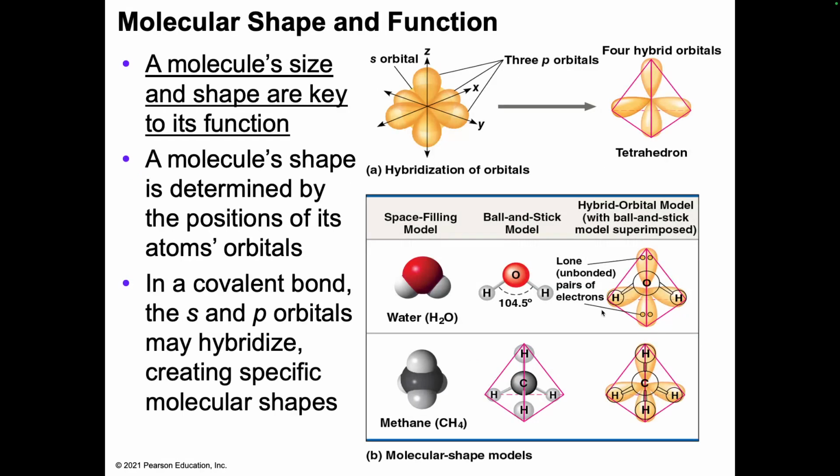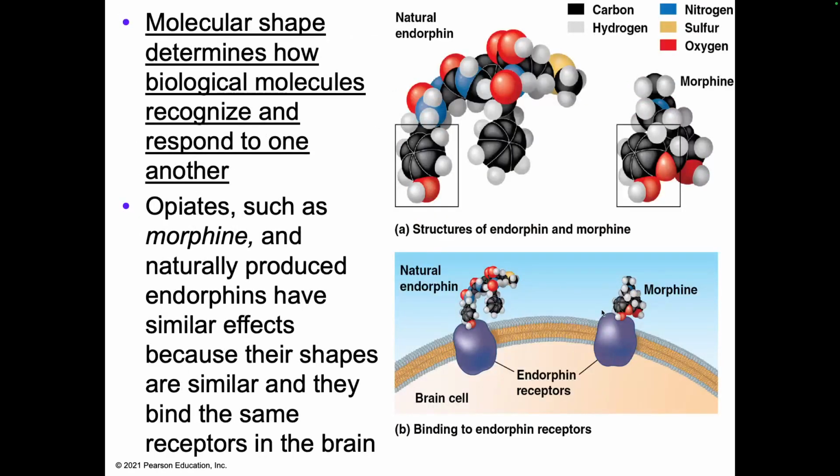Molecular shape and function. A molecule's size and shape are key to its function. A molecule's shape is determined by the positions of its atoms' orbitals. In a covalent bond, the s and p orbitals may hybridize, creating specific molecular shapes. Molecular shape determines how biological molecules recognize and respond to one another. Opiates, for example, like morphine, and naturally produced endorphins have similar effects because their shapes are similar and they bind to the same receptors in the brain. However, we do know that morphine has certain side effects as compared to natural endorphins.